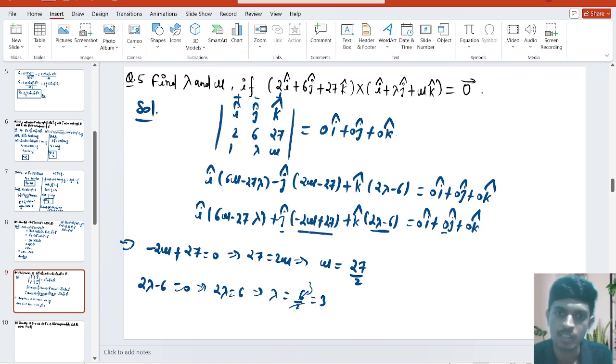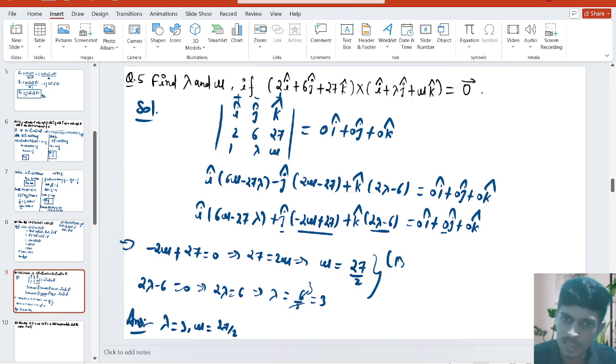So we take only the coefficient of j cap, k cap here. So the answer is λ equal to 3 and μ is equal to 27 by 2. This is by equality of vectors. I hope it is clear.